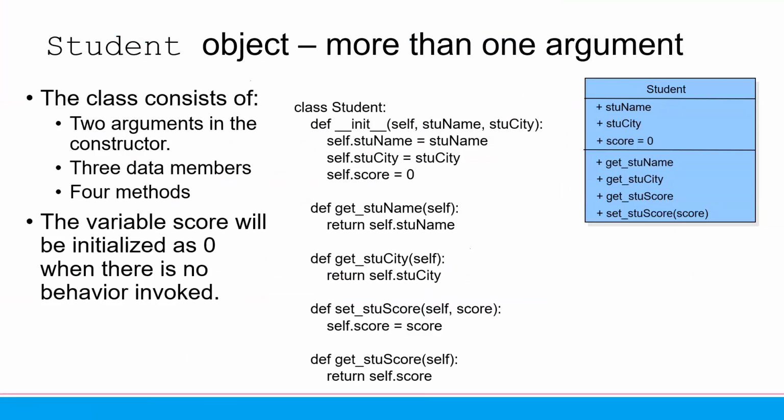Okay, I have another example. I have a class of student, and in this student class, we have three data members: student name, student city, and score. And I have four functions or four methods: get student name, get student city, get student score, and then I can set the student score.